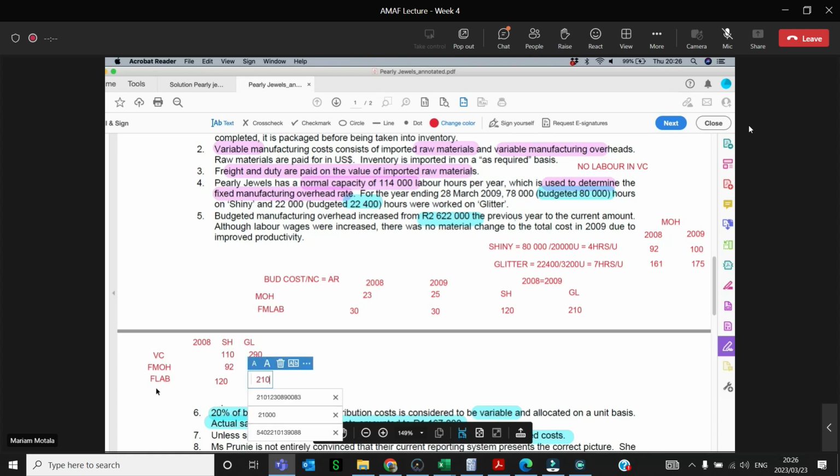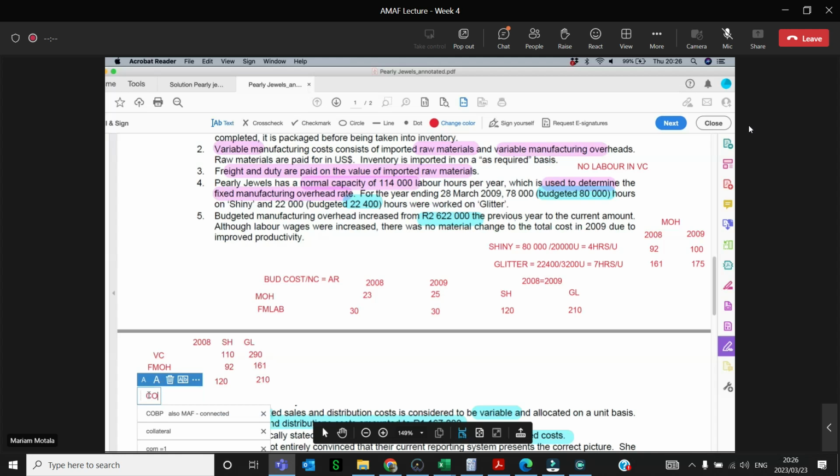So now you can come up with the cost per unit of opening stock, because only if you get this right will you be in a position to move ahead. So you should have gotten 322 rands versus 661 rand. And you do the same thing for 2009.